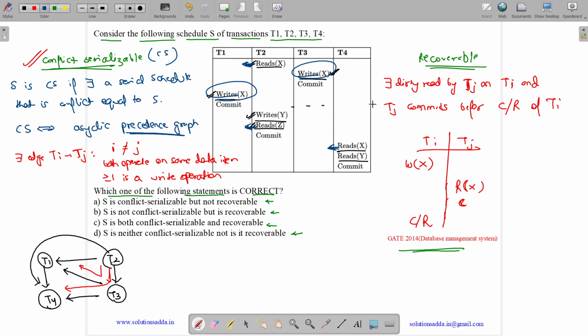So it is recoverable. So this is both recoverable and conflict serializable. So the answer is option A. S is conflict serializable. No, not option A. It is both conflict serializable and recoverable. So the answer is option C. S is both conflict serializable and recoverable.